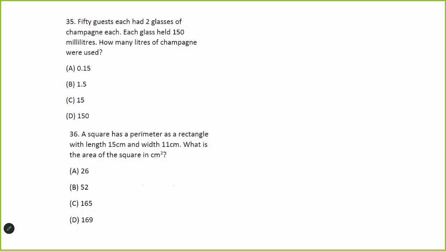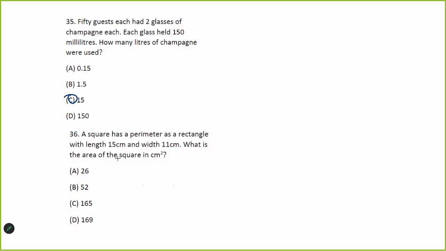This one here, 50 guests, each had 2 glasses of champagne. How many liters of champagne did we use? So they already told you 50 guests. We did this question, right? But it was kind of backwards. So the answer is 15 liters, right? If you remember the question.